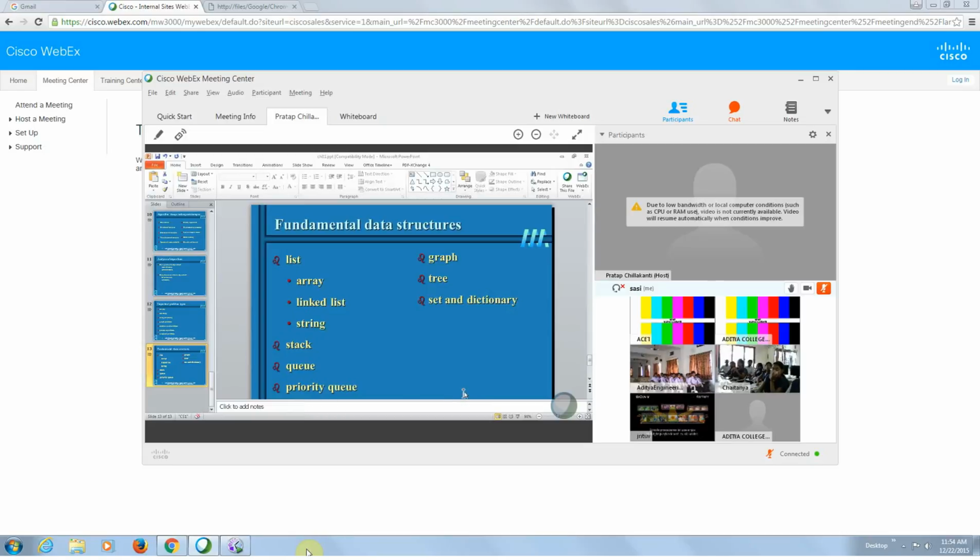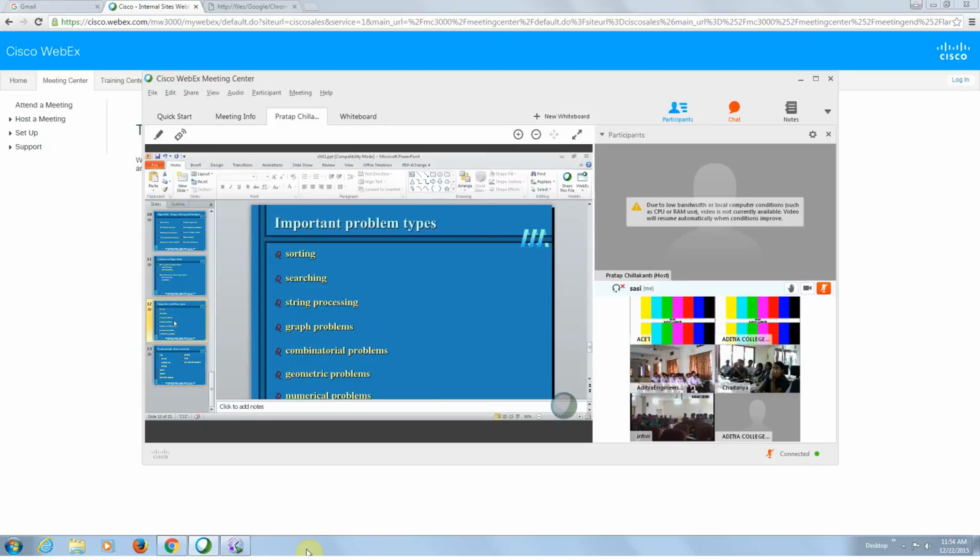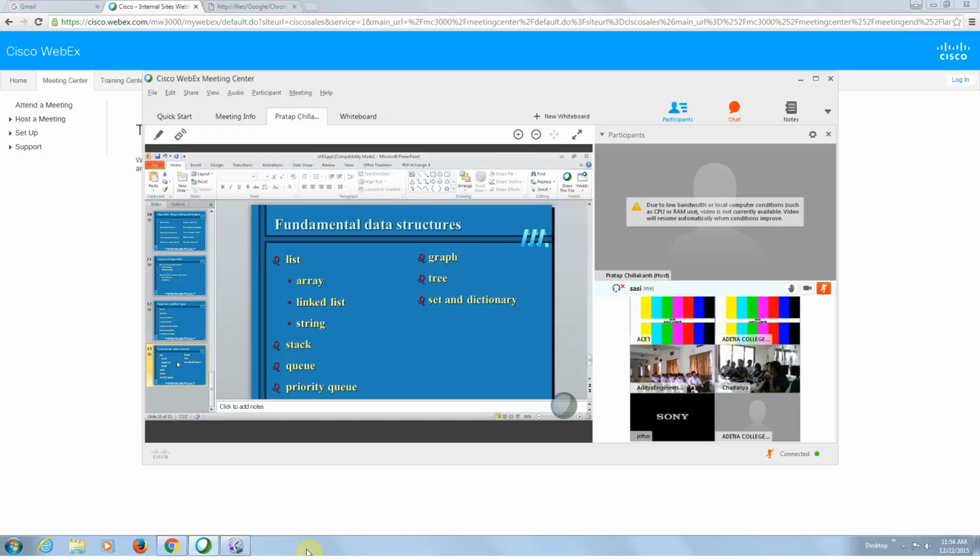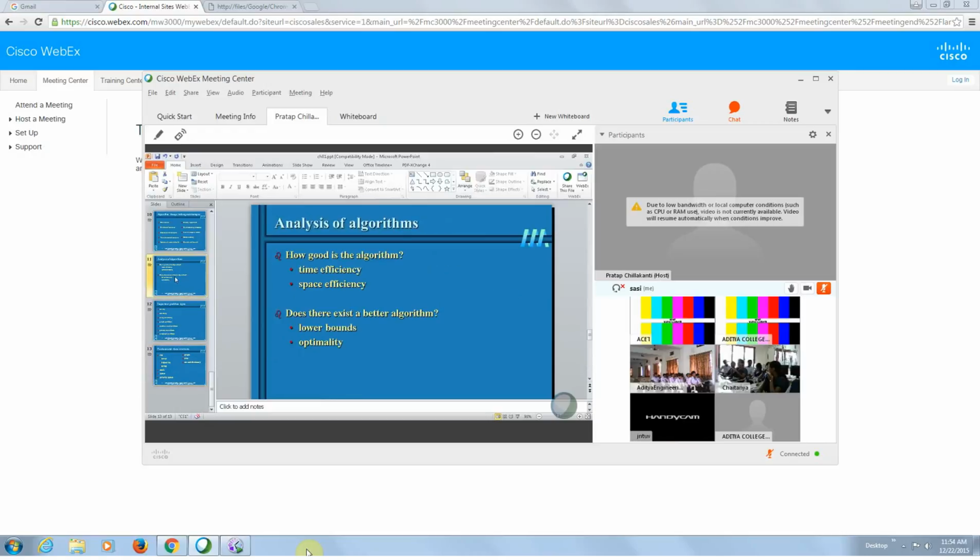So that is the outline of what this course is all about. You will learn all the algorithms related to sorting, searching, and all of this stuff. And then you will implement those algorithms using data structures like these. Now in the process of doing that, we will analyze what you have done for time efficiency and space efficiency.